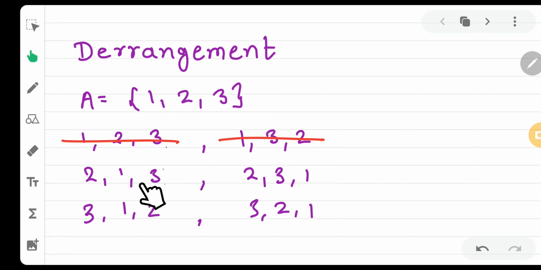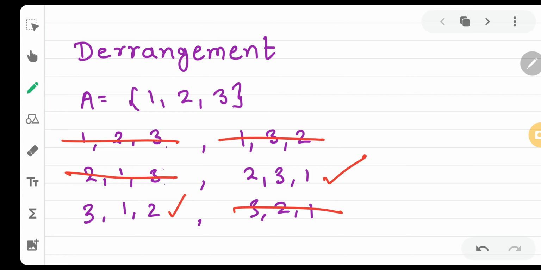Then 2, 1, 3 will also be cancelled. Guess why? Because 3 is present at its original position. So I will cancel that as well. Now if you check out this 2, 3, 1, this will be accepted because neither of the elements is present at its original position, right? Then check out 3, 1, 2. In 3, 1, 2 also, neither of the elements is present at its original position. So this also will get accepted. Now check out this 3, 2, 1. In 3, 2, 1, element 2 is present at its original position, that is position number 2. Hence it will get rejected.